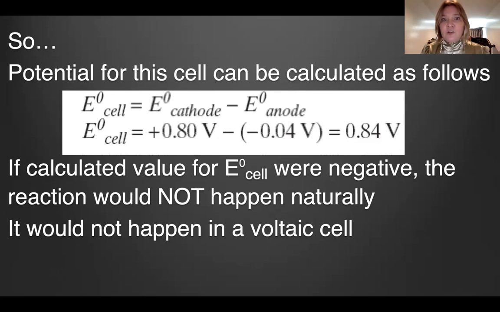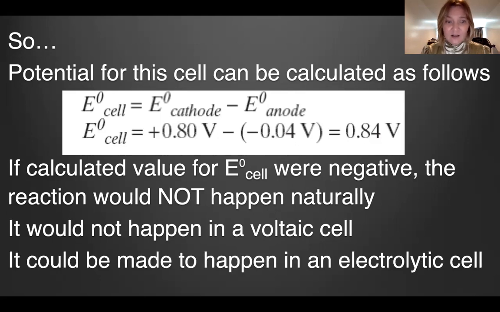So if you chose 2 metals that have a negative voltage and you make a battery out of that, it's not going to work because those reactions are not spontaneous. So that would be stupid. That's why we have to study electrode potential in order to develop new and better batteries, because if E0 is negative, it's not going to work for a voltaic cell, but it can be made to happen in an electrolytic cell, which is the topic for the next video.